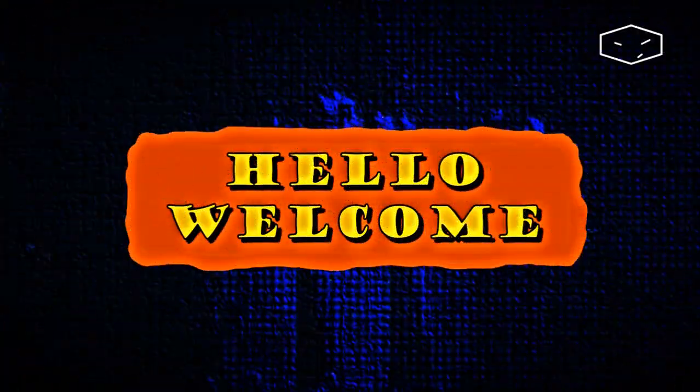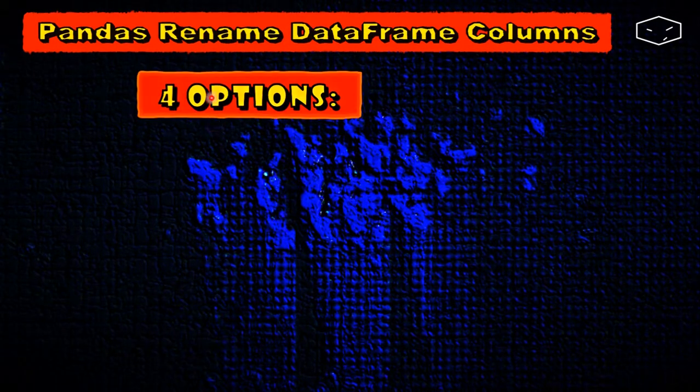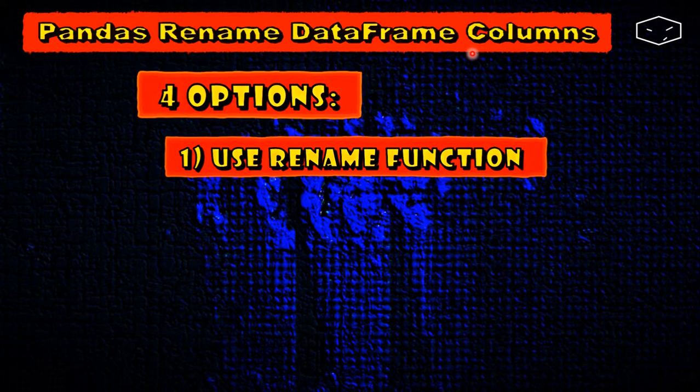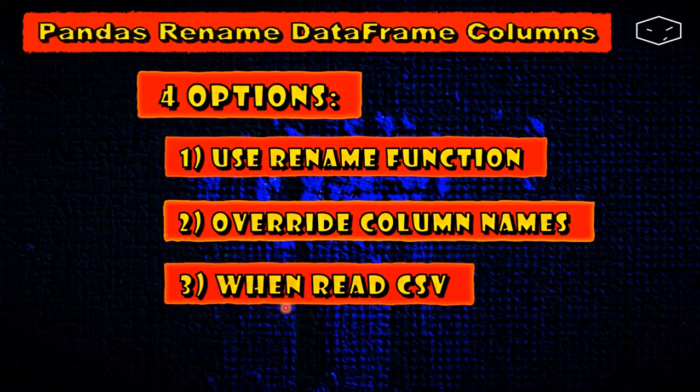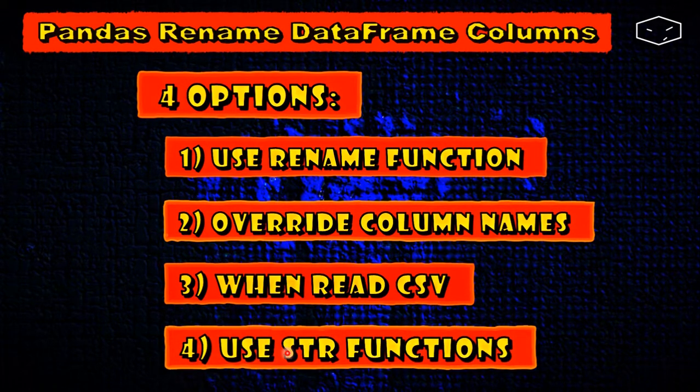Hello and welcome. In this video we will see 4 options to rename the DataFrame columns. The first one is the most obvious one, use the rename function. The second one is overriding the column names. The third is when we read a CSV file, we have some options for that. And the last one is using the string functions to do some magic.